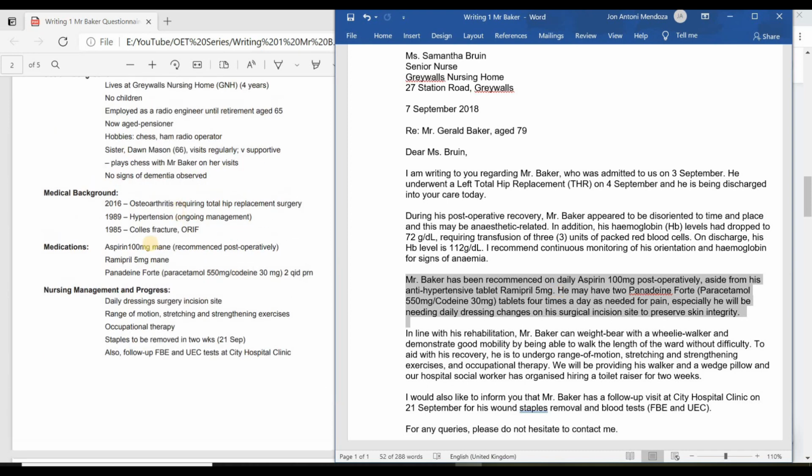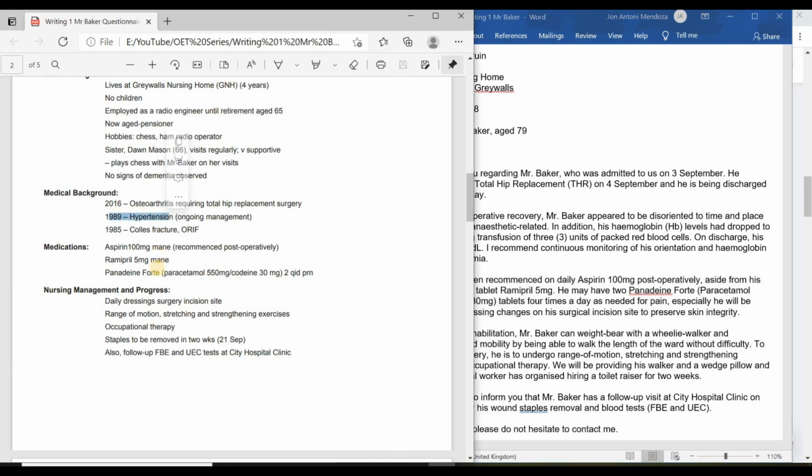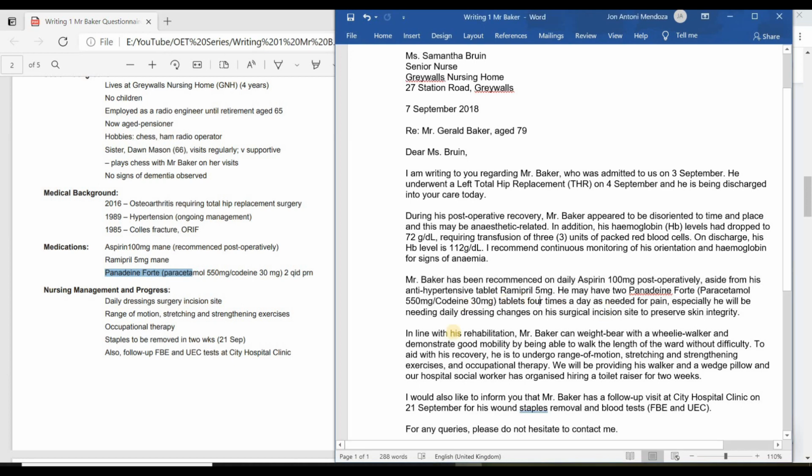Mr. Baker has got not many medications, so aspirin, probably prevention for thrombophlebitis, which is one of the common complications post-operatively. And then he's got Ramipril, his usual medication for his hypertension, and his pain relief because he's a post-operative patient or surgical patient, and pain is a common experience after surgery. So you can see that I've also linked pain relief to his daily dressing changes. So normally, prior to changing the dressing, we'd offer the patient pain relief, okay? And that's to preserve skin integrity as well.